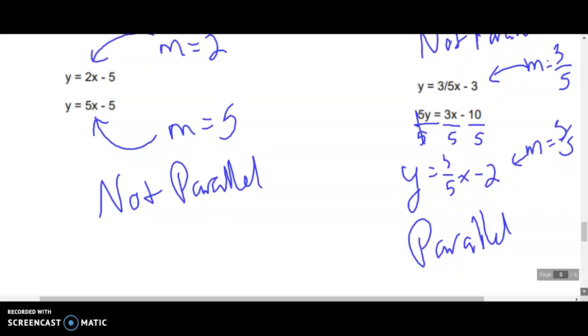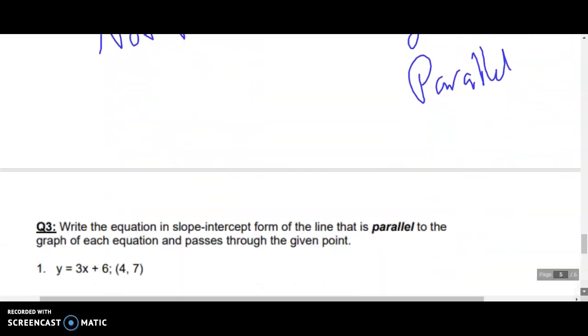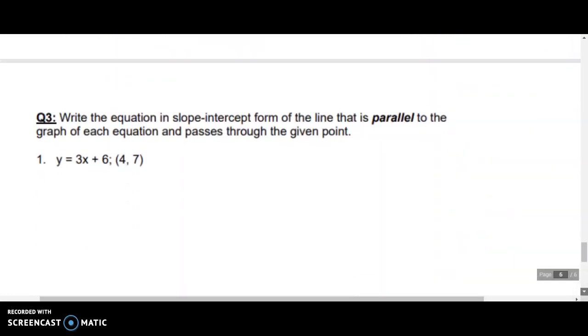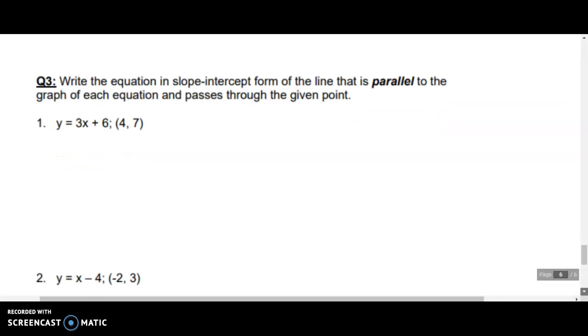And then last but not least, there is one question on your test like this, and that is you are going to be told that there is a line that is parallel to an equation and goes through a point. Well, if we know that a line is parallel to this equation, then we know it has to have the same slope. So here we know we have a line that has a slope of 3 and passes through the point 4,7.